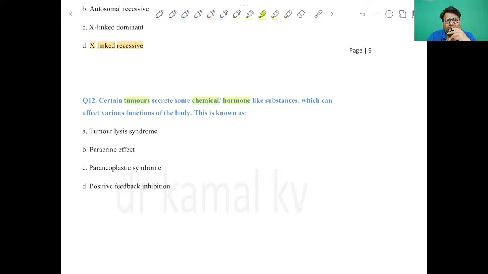Now another question: certain tumors secrete certain chemical or hormone-like substances which affect various functions of the body. Now what is this process? So it means there is some tumor in the body and this is secreting some substance, and this substance acts like a hormone. Clear?